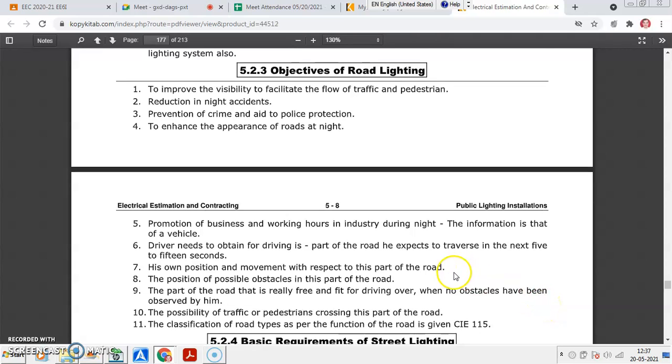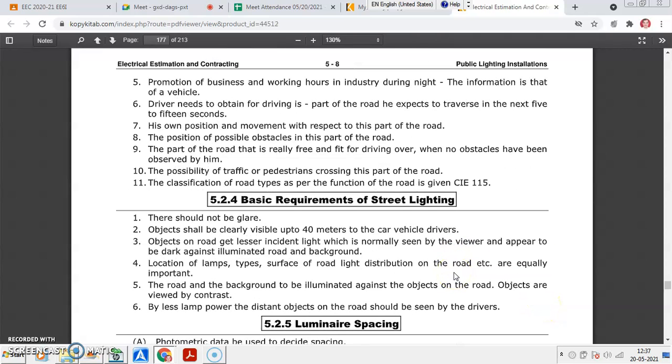So with this we have some basic requirements. There should not be glare, there should be clear visibility up to 40 meters from the particular driver. Object reflection must be there. Location of lamps, type, surface, road light distribution depends upon the type of load. Road and background, that is to be illuminated against the object. Objects are viewed by contrast.